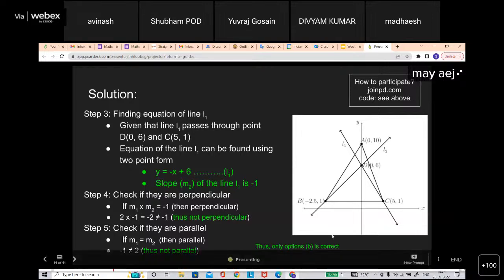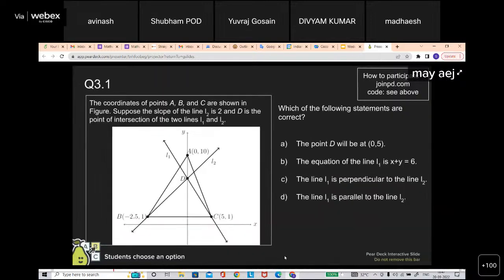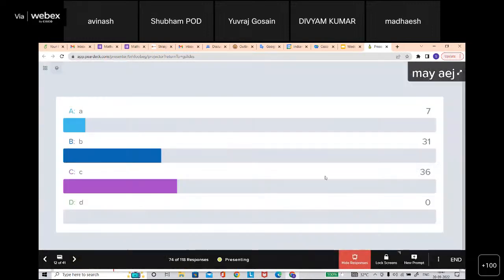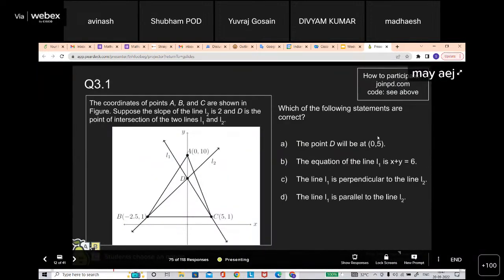And parallel, I have already seen, all of you got that these two are not parallel. Parallel means their slopes should be equal, but their slopes are not equal. So these two lines are not perpendicular, and also not parallel. But I have seen many responses for option C. So that's why I said please calculate the equation of the line.